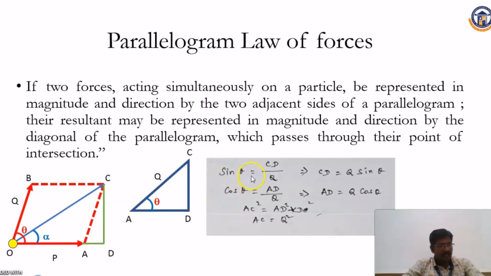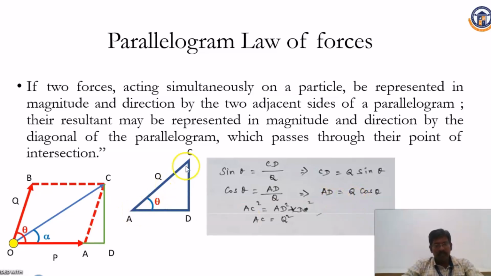So based on this trigonometric relationship, sin theta is equal to CD by Q. Okay. So from this we can observe CD is equal to Q sin theta. And meanwhile, we can observe cos theta is equal to AD by Q. So from this we can find AD is equal to Q cos theta.